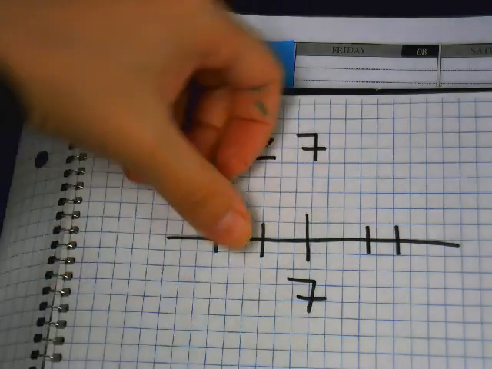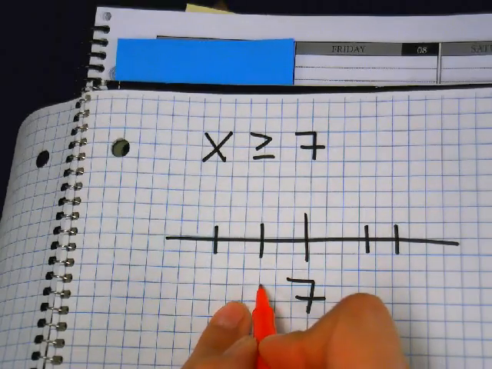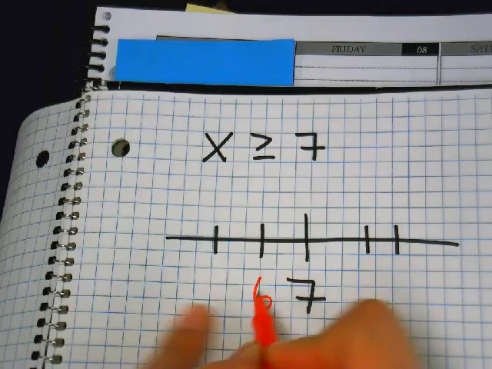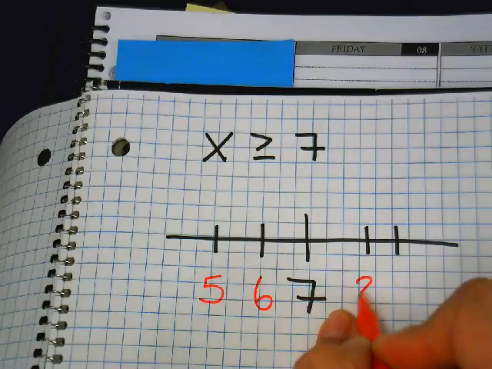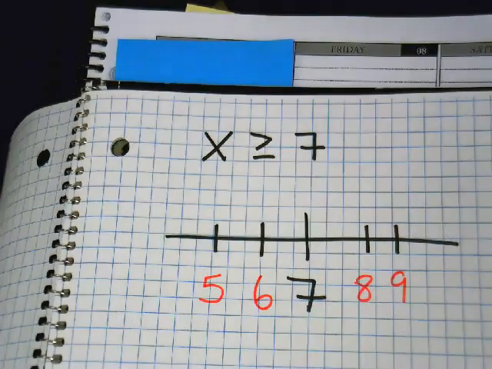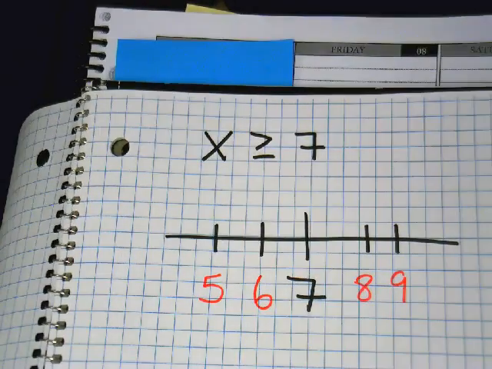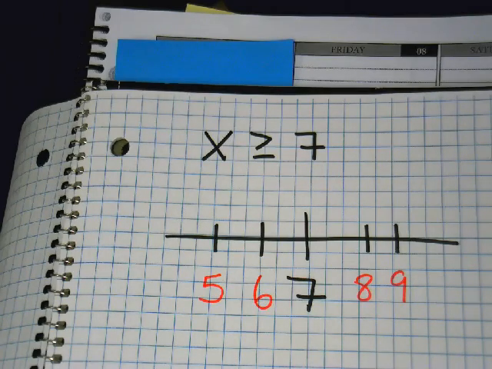All right, so which number goes right here, right before the 7? 6. What number goes here? 5. And then the numbers over here? 8 and 9. Now, this is just a part of the number line, right? Do we all understand that it keeps going? I just don't make you write it. I mean, I could. I should. But I don't.